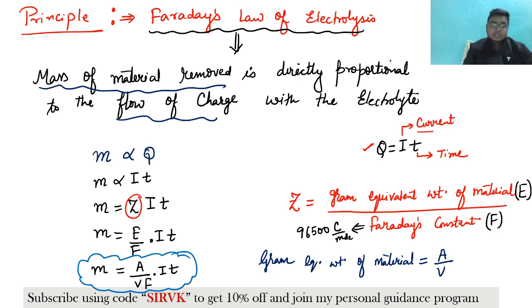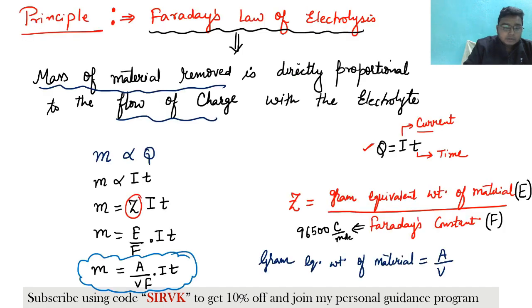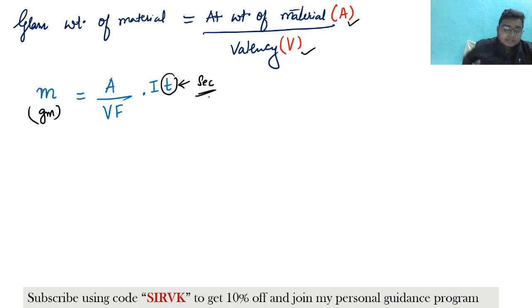Now don't worry about the units. I am going to tell you again what the units are. Just be patient here. Now see here, what I can write from here is that M is equal to A by V F into I T, where this M, that is the mass, is in gram. Mass is in gram. Clear? And this time is in seconds. I hope you are understanding these things.